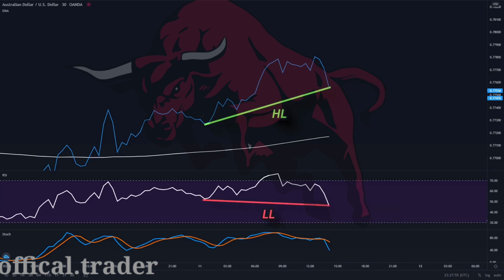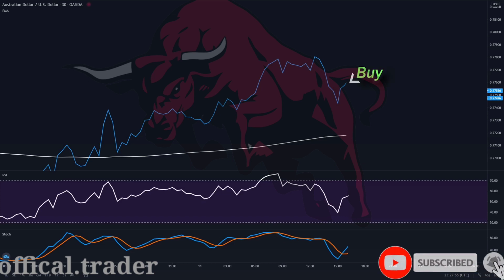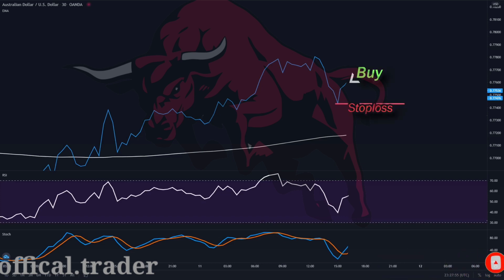The next step is we want to further confirm the signal by waiting for the stochastics to cross over upwards. Once this happens, you take a buy position. Then, you place your stop loss below the nearest swing low and set your profit target at 1.5 times your stop loss. And as you can see, the price hits our profit target, and so this counts as a successful trade. Let's look at another example.